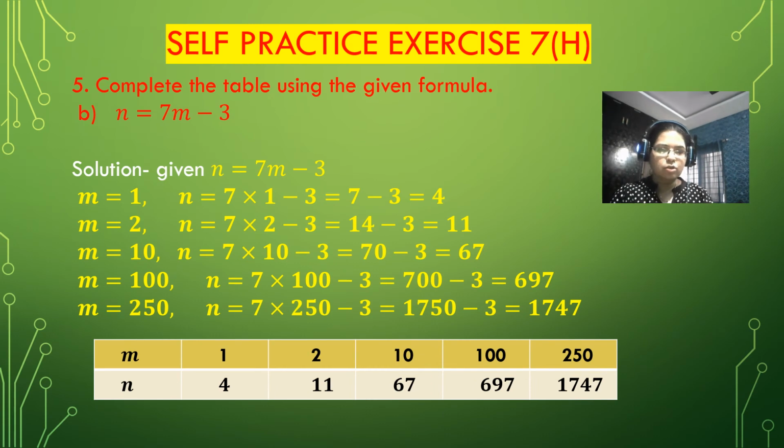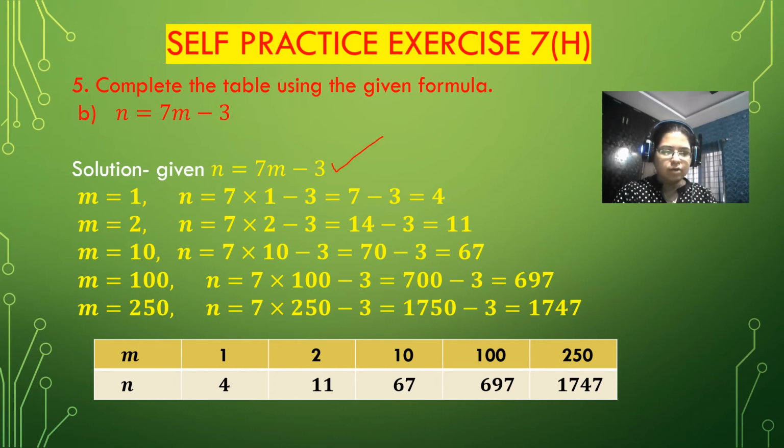Now we'll solve question number 2(b): n equal to 7m minus 3. We have to complete the table using the given formula n equal to 7m minus 3. We have to find the value of n for the following values of m.